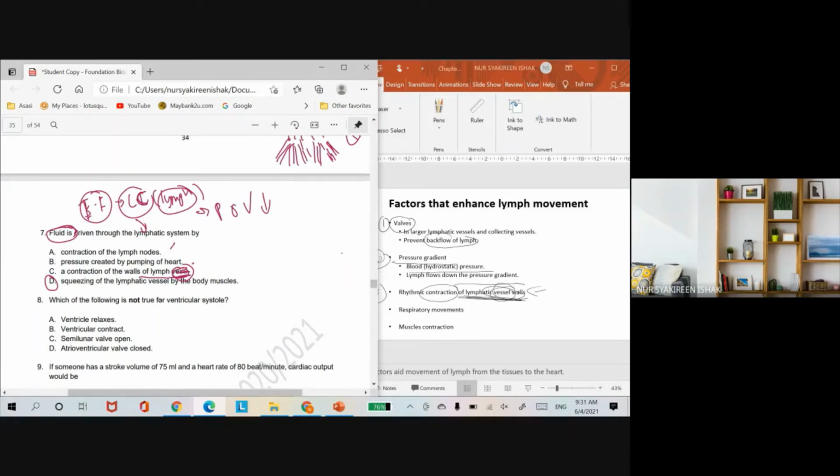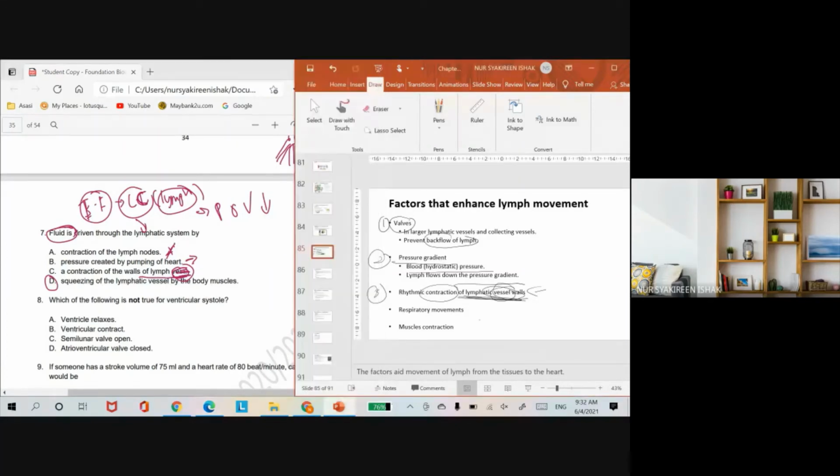A is wrong, because contraction of the nodes does not contribute to the movement of lymph. Pressure created by the pumping of the heart is not either. This one is specifically for the movement of blood along the blood vessels. So looking here, to finish the factors for lymph movement, you have the respiratory movement.